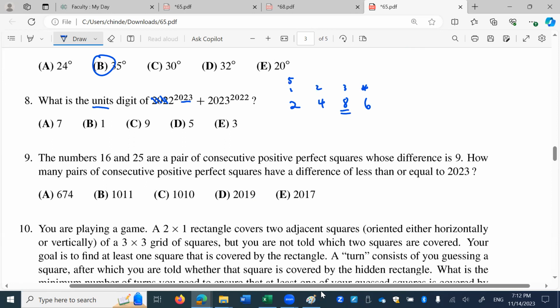And then we'll do the same thing for the other number. We have 3 squared is 9, and then 27, and then 1, and then it goes back to 3. So again, it's a cycle of 4. 2022 is 2 less than a multiple of 4, so we're going to have 9 for the units digit. So add them together, and we'll have 7 for the units digit.